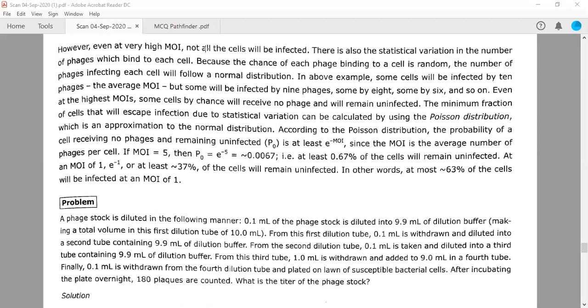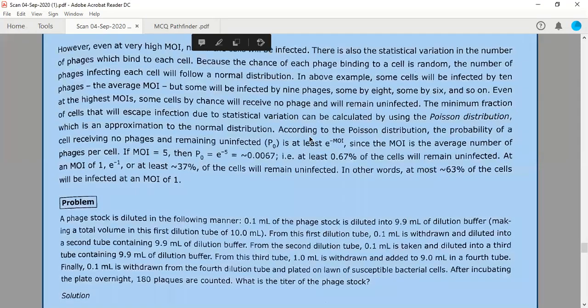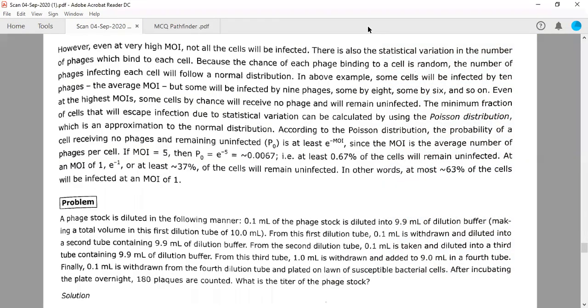Now, if you have only one virus to infect each bacterial cell, then you will see that the number of cells which will not be infected by the viral particles is higher, because you have only one virus to infect each bacterial cell. So see here, I told you if you have a multiplicity of infection of 5, you put 5 as the power of e, e to the power minus 5, right? And you are able to get this percentage.